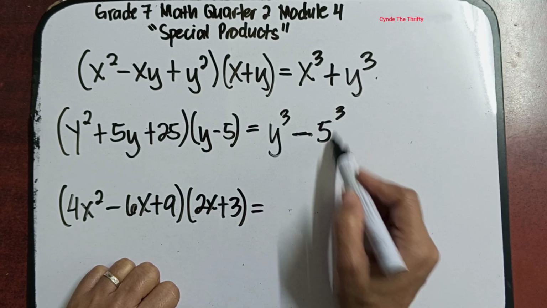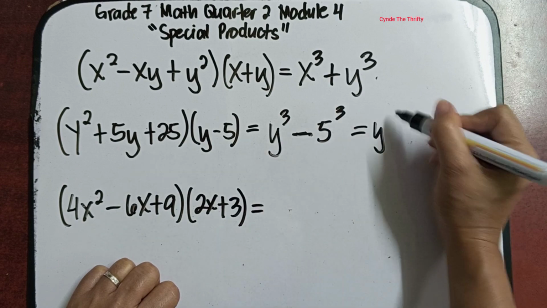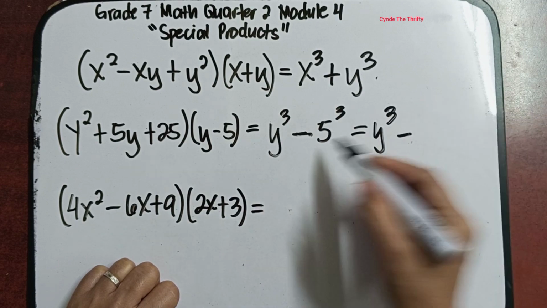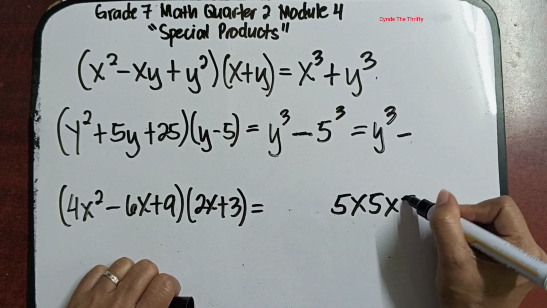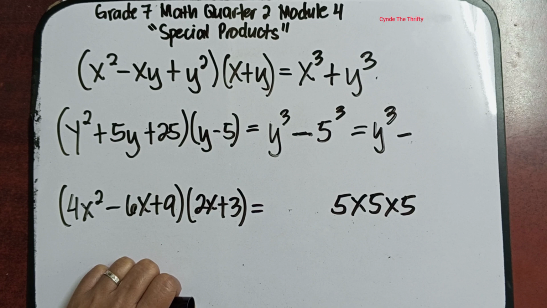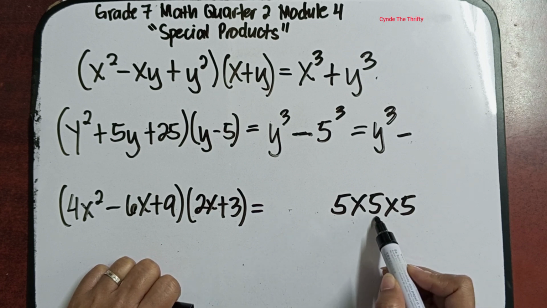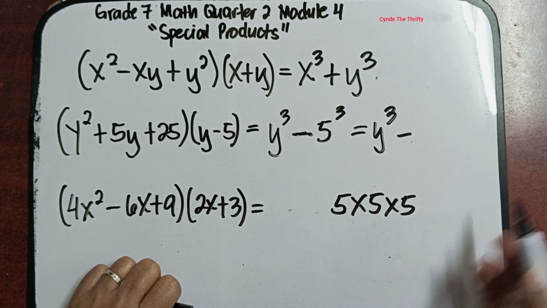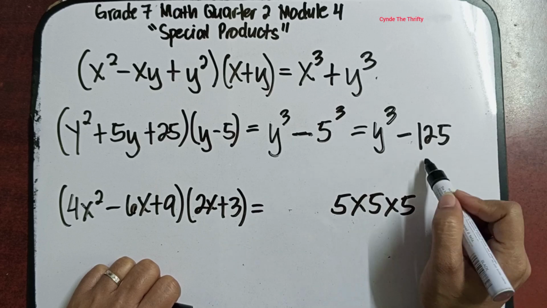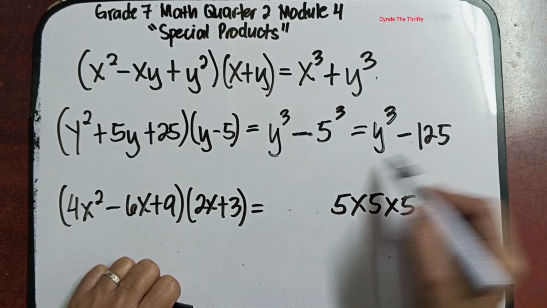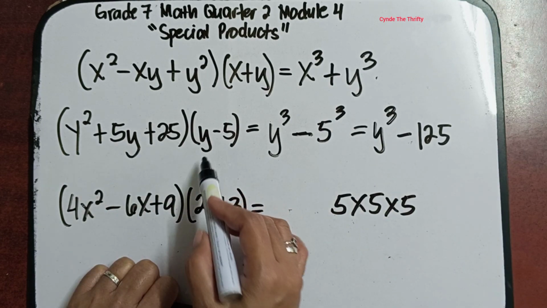Okay, so i-simplify natin kasi si 5 cube is pwede pa natin siyang masimplify. So, y cube minus 5 cube is equal to 5 times 5 times 5. Okay, so 5 times 5 times 5. 5 times 5 is equal to 25. Times 5 is equal to 125. Okay, so that is y cube minus 125. Okay, so ito na yung sagot natin sa ating trinomial at binomial na minultiply.